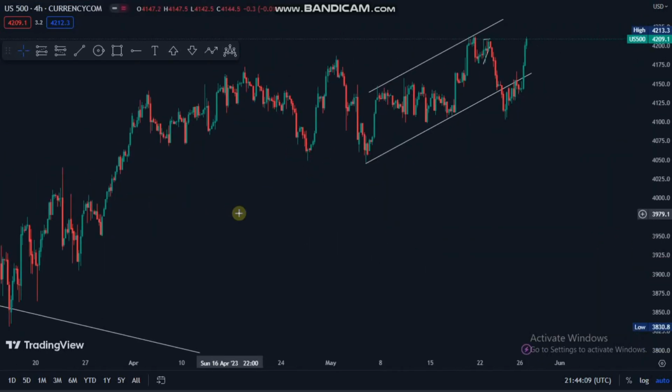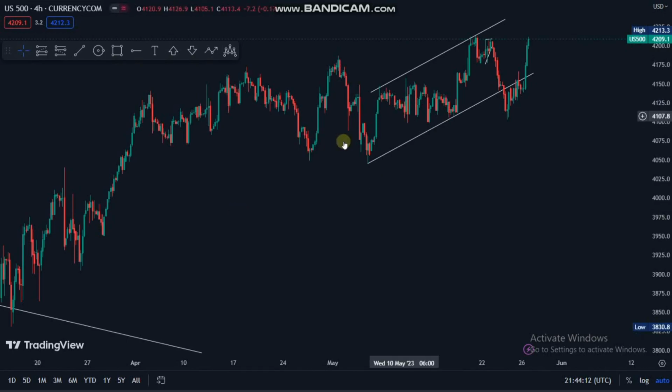On the 4-hour time frame, you can see that I identified this structure right here. So we had the first touch, second touch on our resistance trend line. Then on our support trend line, we had our first touch and our second touch, looking to make a third touch. So what happened?